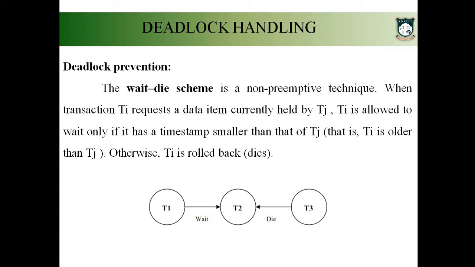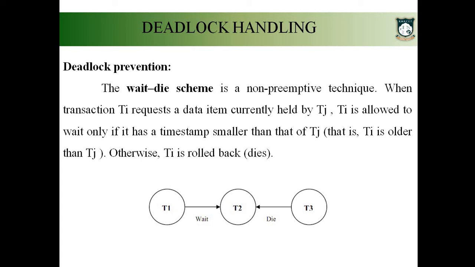Assume that T1 started first, T2 next, then T3 next. So T1 started first, followed by T2, then followed by T3. If a transaction is requesting a data item that is being presently held by another transaction, and if the requesting transaction's timestamp value is lesser, then the transaction is allowed to wait.